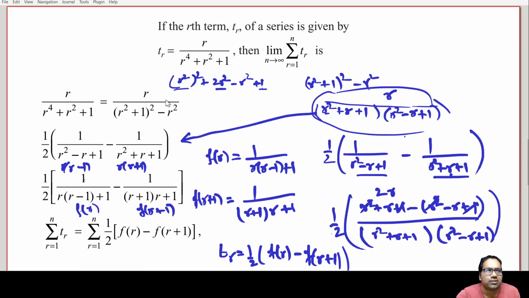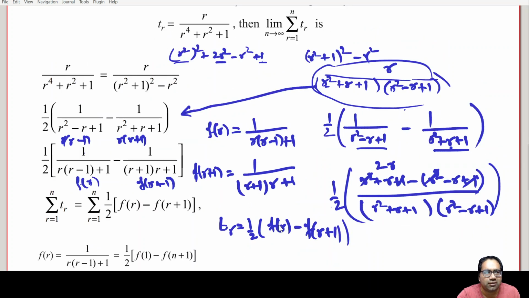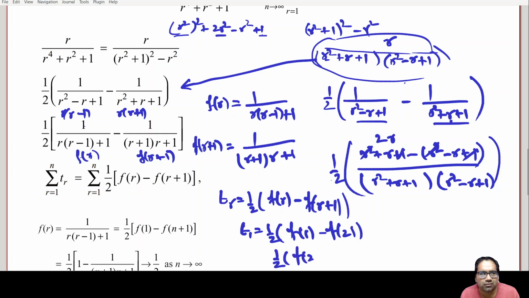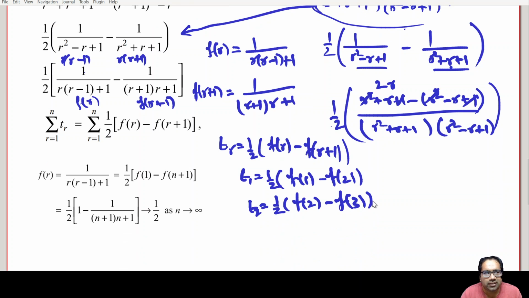Right, which is our original Tr. This Tr, we have broken into half of f(r) minus f(r+1). What does that mean? T1 is equal to half of f(1) minus f(2). Similarly, T2 would be half of f(2) minus f(3). This is T2. Similarly, what is our Tn? Tn is half of f(n) minus half of f(n+1).